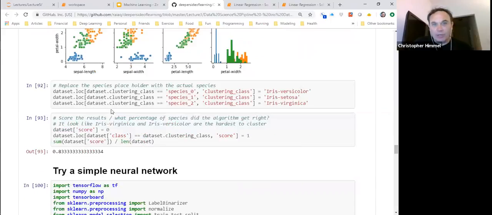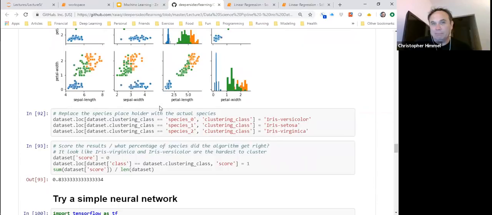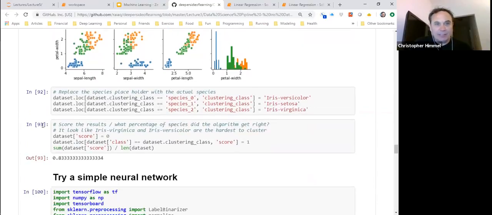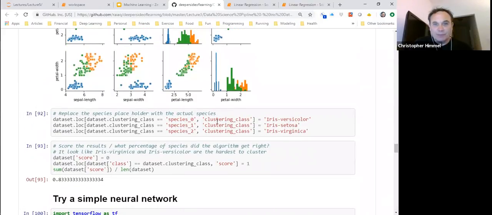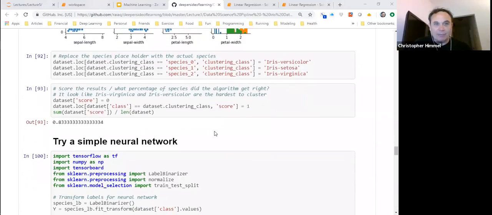So now what we're going to do, I'm assuming, is how close was that to the right answer? And it looks like 83% of the time, it was right. It was a good breakup. So took a look at it, you saw species 0 looks like Iris virginica. Species 1 looks like Iris setosa. So that's kind of how they did that. And then how accurate was that? 83%. So that's nice.